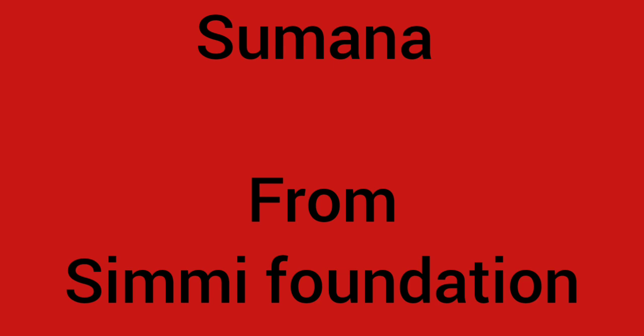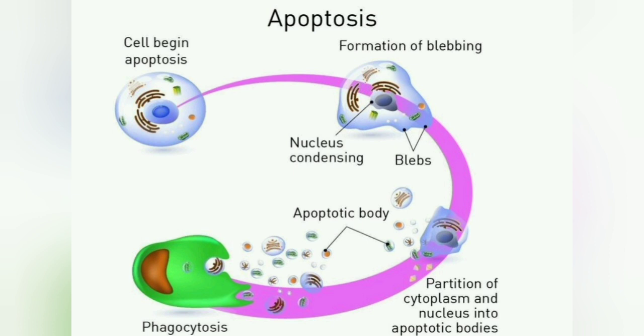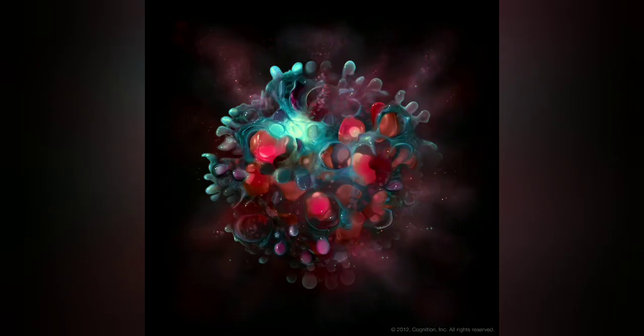Today we are all here to learn about an interesting topic named apoptosis. So first of all, we have to know what is apoptosis. Apoptosis is a process of programmed cell death. It is used during early development to eliminate unwanted cells.